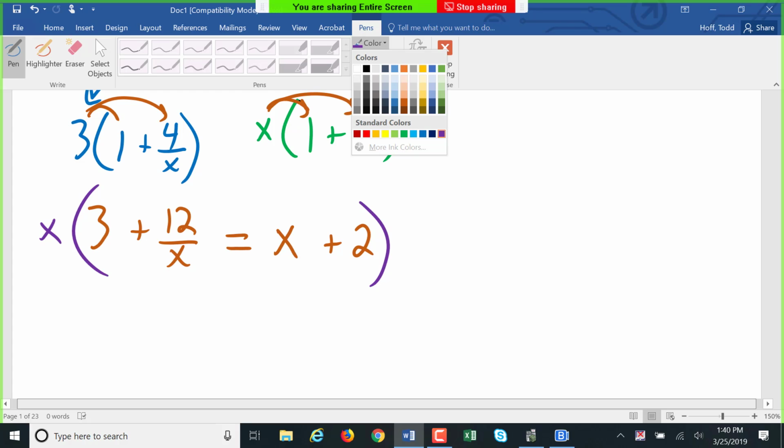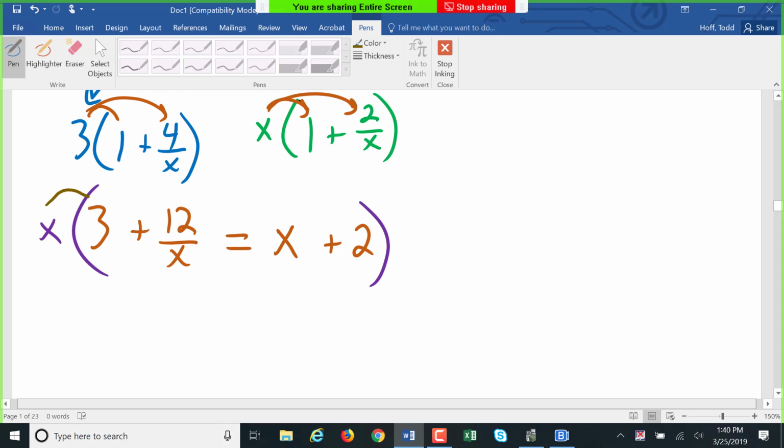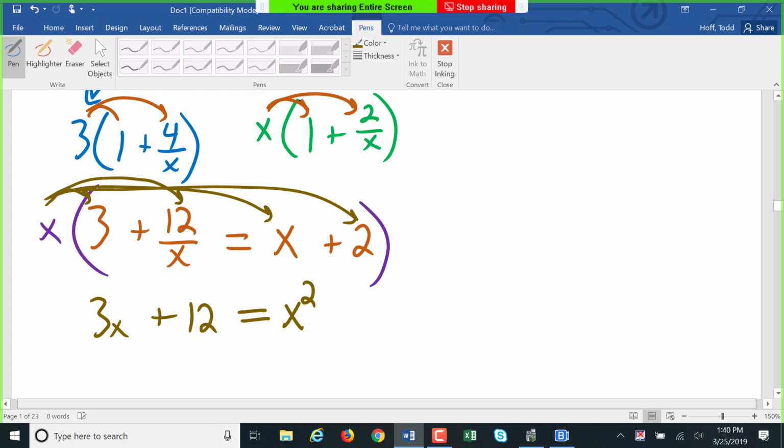Good. So now we got x times 3 is 3x. X times 12 over x is just 12, equals x times x is x squared. And x times 2 is 2x.